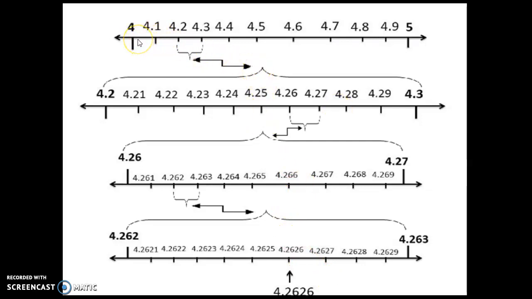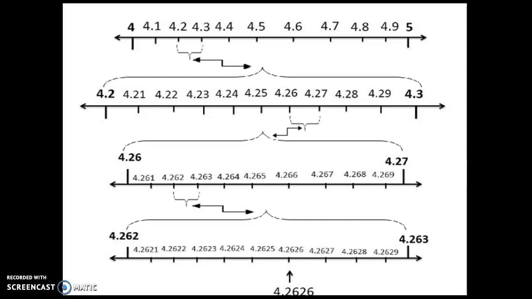Where will it be? That number will be in between 4 and 5. Is it not? Then next, 4.2 and 4.3. The required number is 4.26. So 26, where will it be? It will be in between 4.2 and 4.3. Then we are magnifying that in the second line. In the second line we are magnifying 4.2 to 4.3. In between we will get 4.26, so we are locating 4.26.